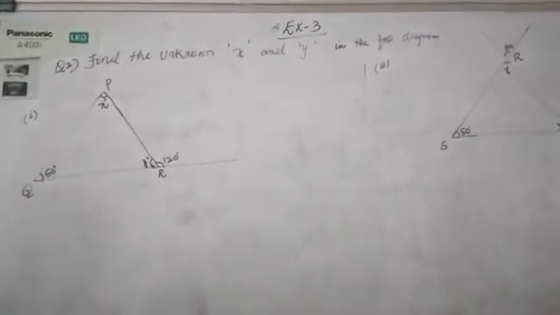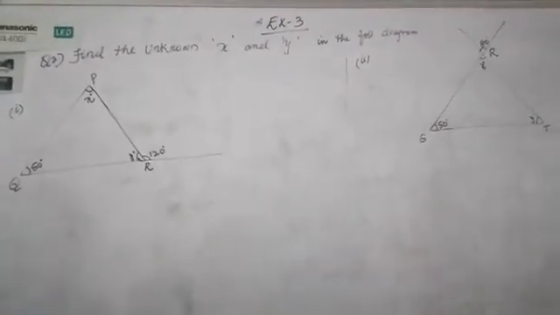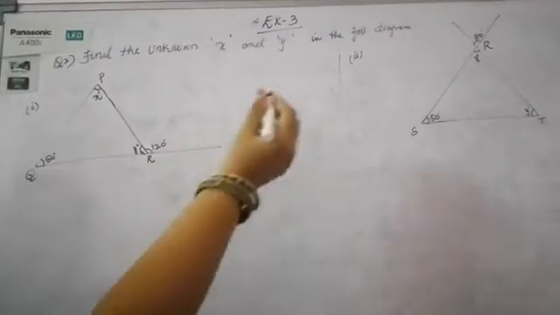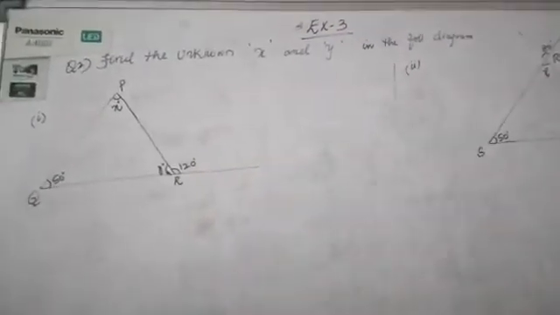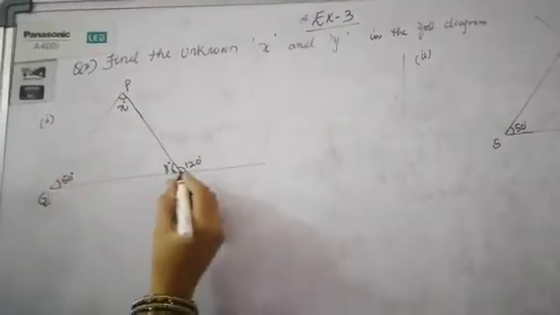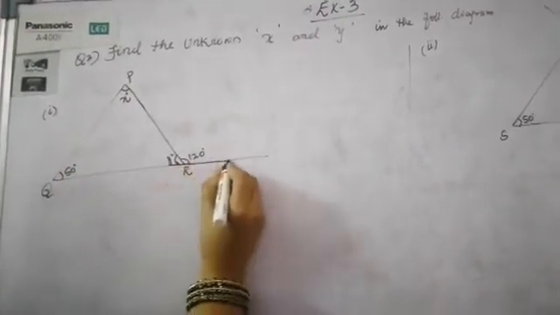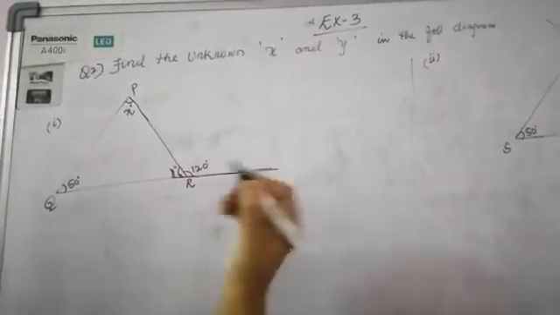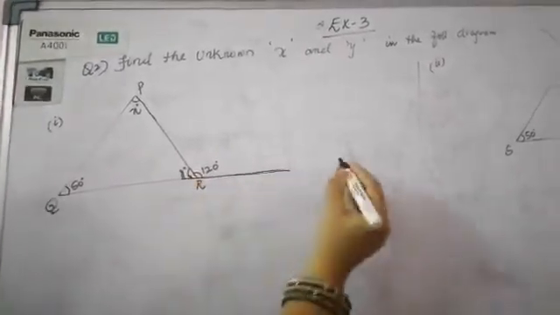Question number 2 today we are going to start from exercise 3. Find the unknown x and y in the following diagram. Some diagrams are given, children. See the first diagram. It is a triangle but it's moving ahead, isn't it? That is exterior angle. So first of all you find out how is it, children?